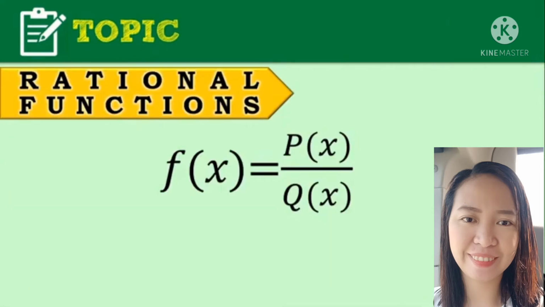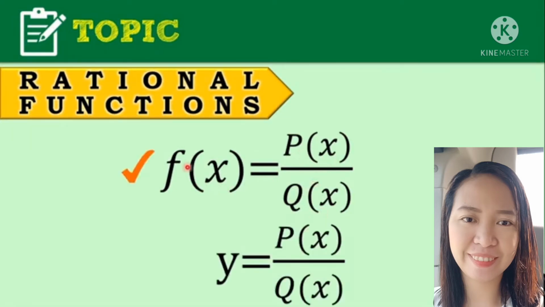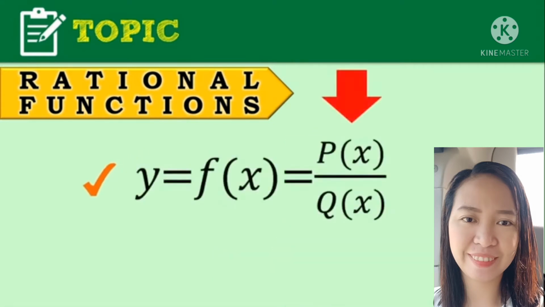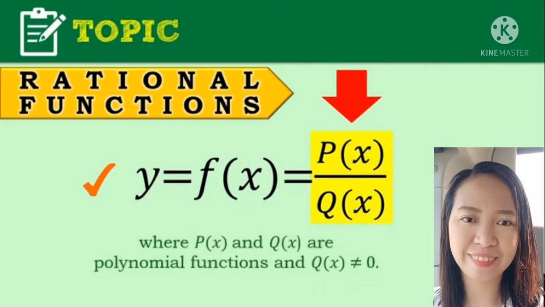Rational functions follow this form. f of x is equal to P of x over Q of x. We can also write it in this form. So instead of writing f of x, we can write it as y. So that's the output of our function. y is equal to the quotient or the ratio of P of x and Q of x. Here, P of x and Q of x are polynomial functions.